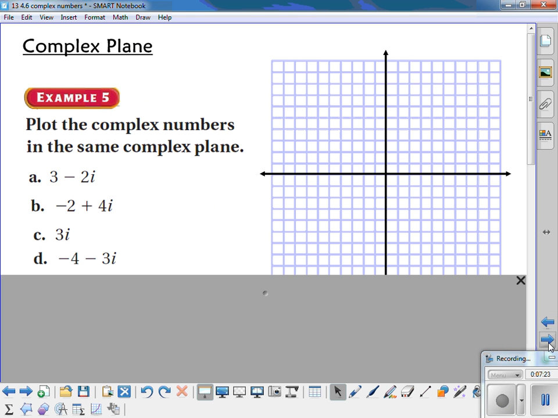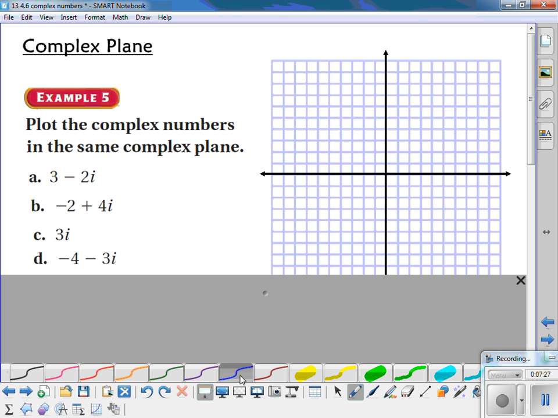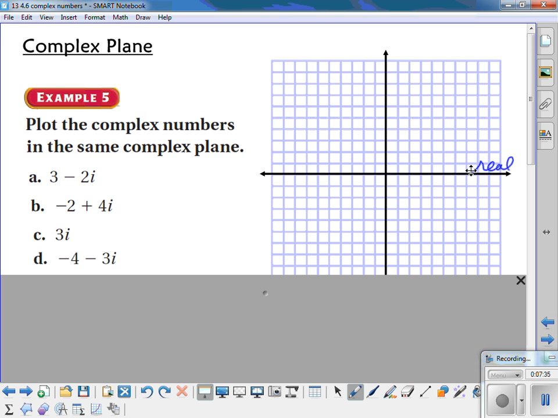All right, the complex plane. Guess what? This is easier than you think. It's not that bad. You know, actually, it really is easier than you think. So instead of having an x and a y axis, I have a real and imaginary axis.